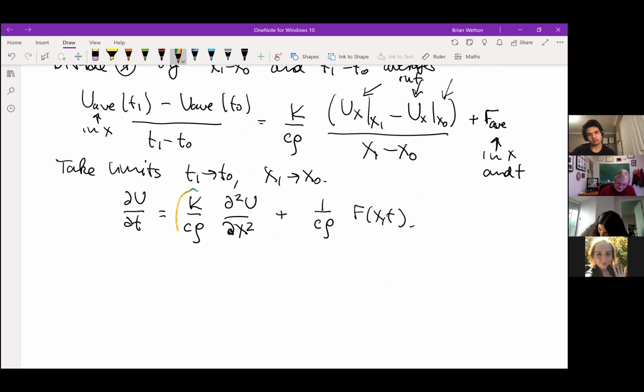Okay, this thing here is the only coefficient that's left in the differential equation part of things. This thing is called the thermal diffusivity.